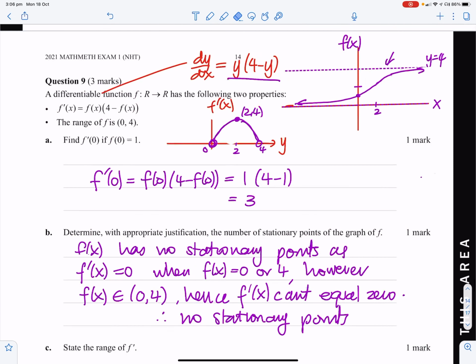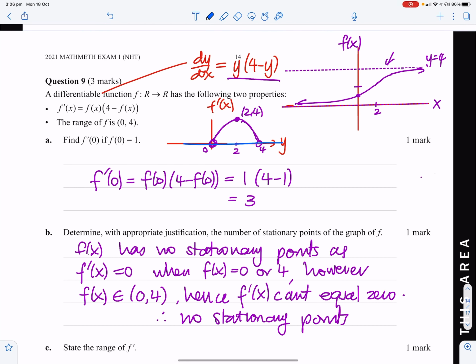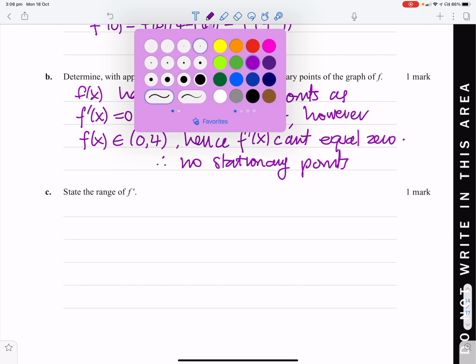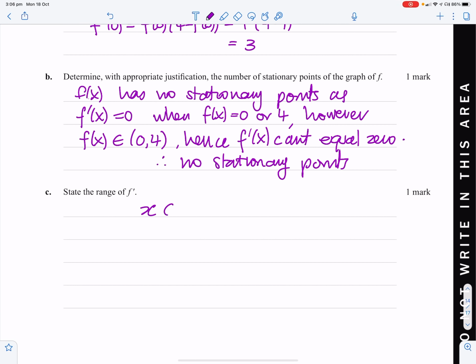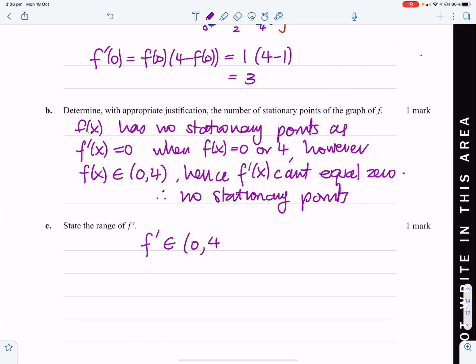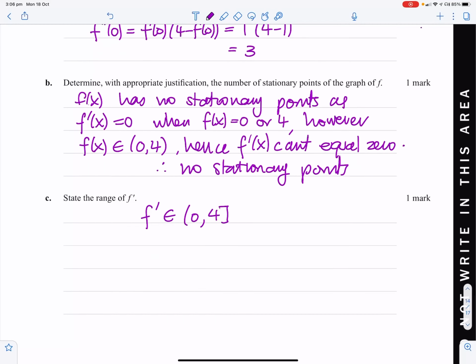State the range of f dash. Well, we've got f dash here. We know that it can't equal 0. So we say f dash is an element of (0, 4]. The maximum value that it can have is 4, and that can be inclusive because that's when the gradient is the steepest and it has a gradient of 4.